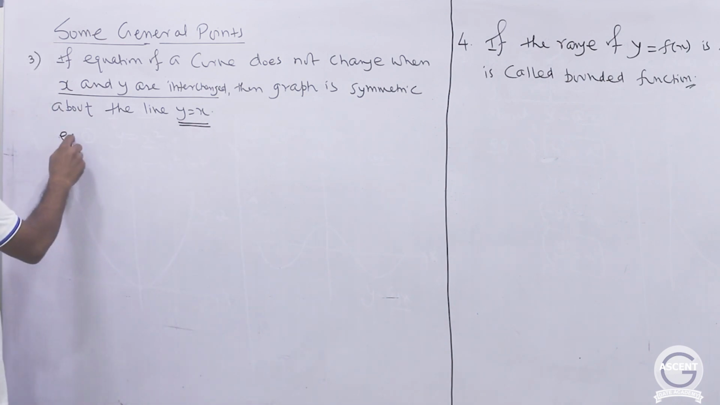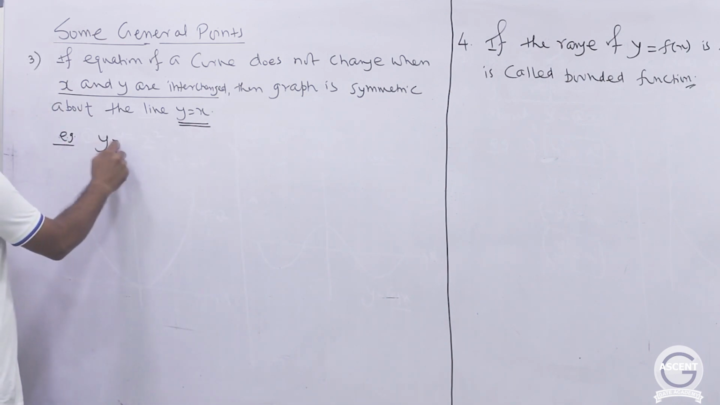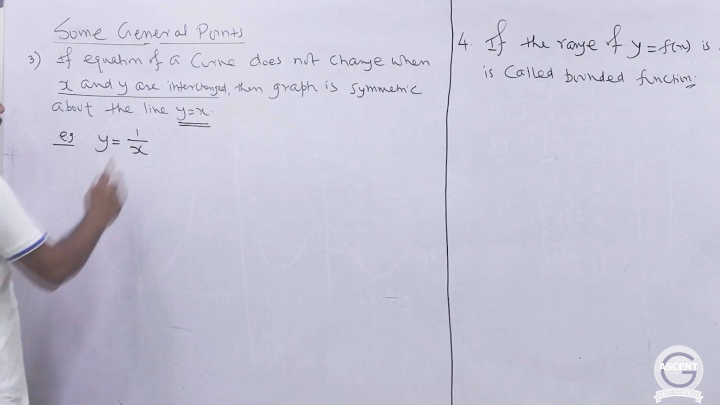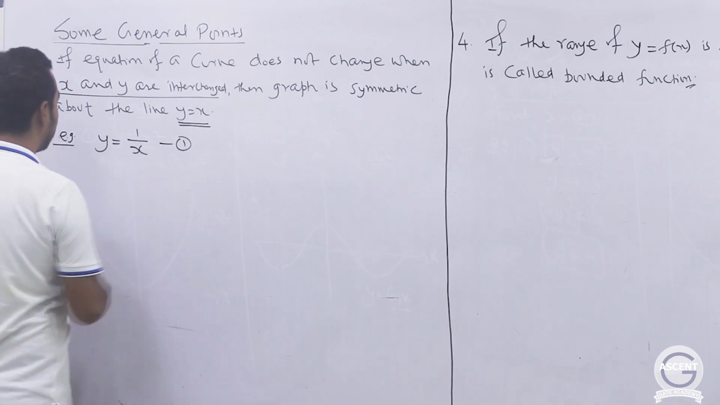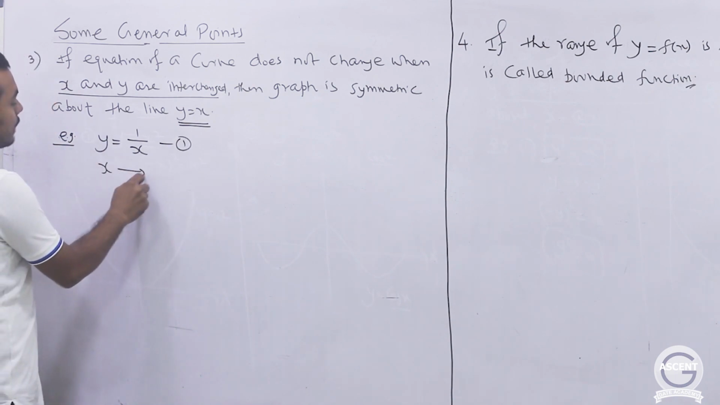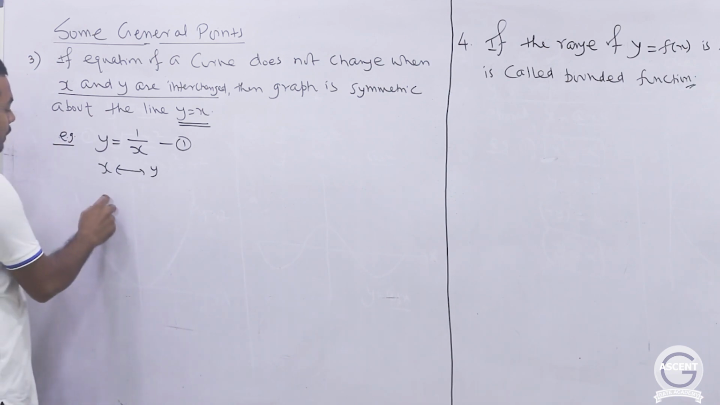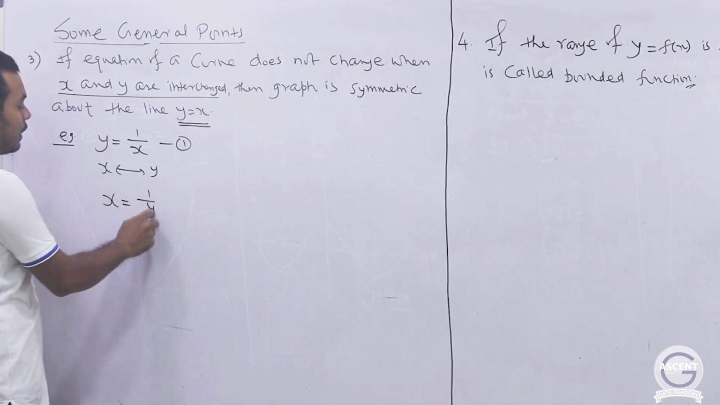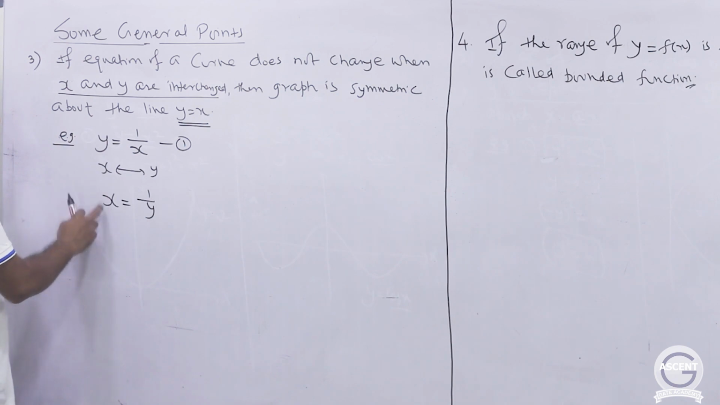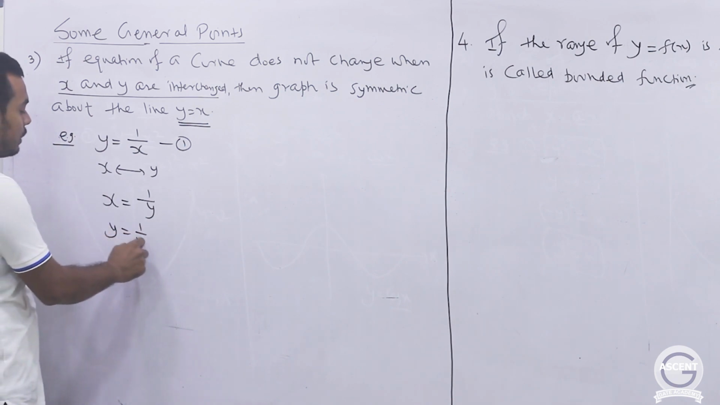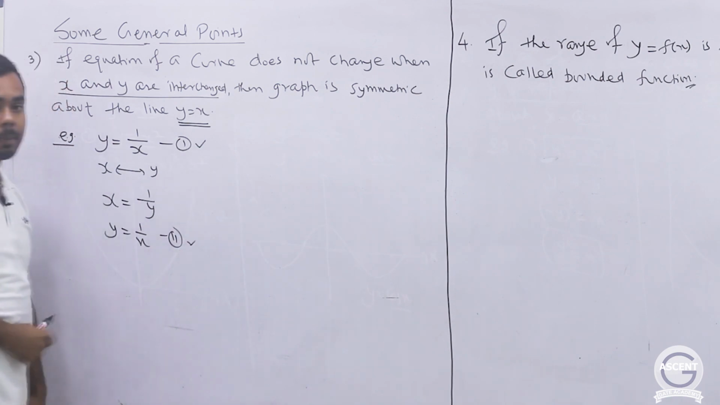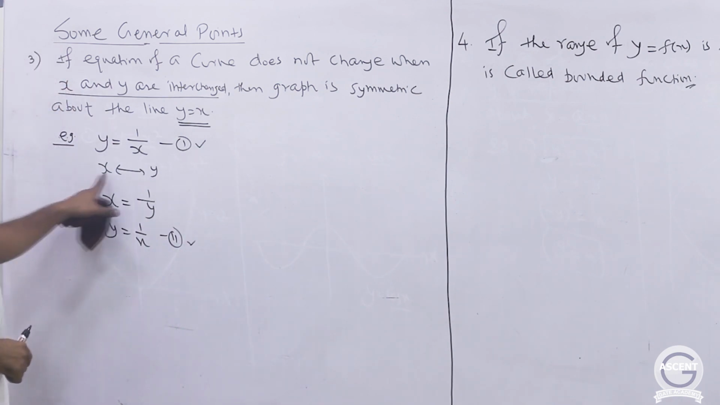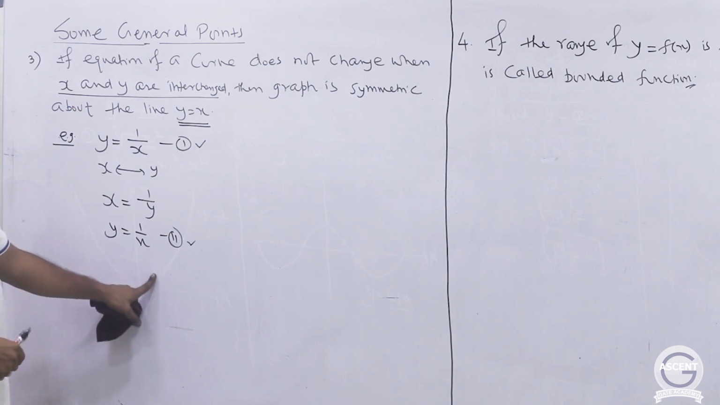So let me give you one example. Suppose we have the graph of the function y equals 1 by x, and here if we interchange x and y, in place of x write y and in place of y write x, then I will get x equals 1 by y. Now if you see carefully, if you take the reciprocal on both sides, then these 2 equations are the same. The first and second equations are both the same equation. So even after interchanging x and y, you are getting the same equation.